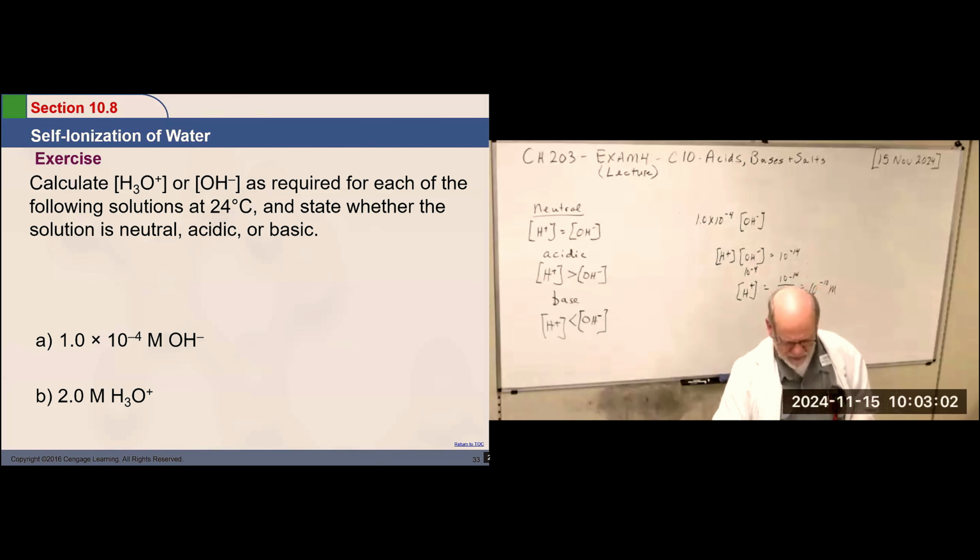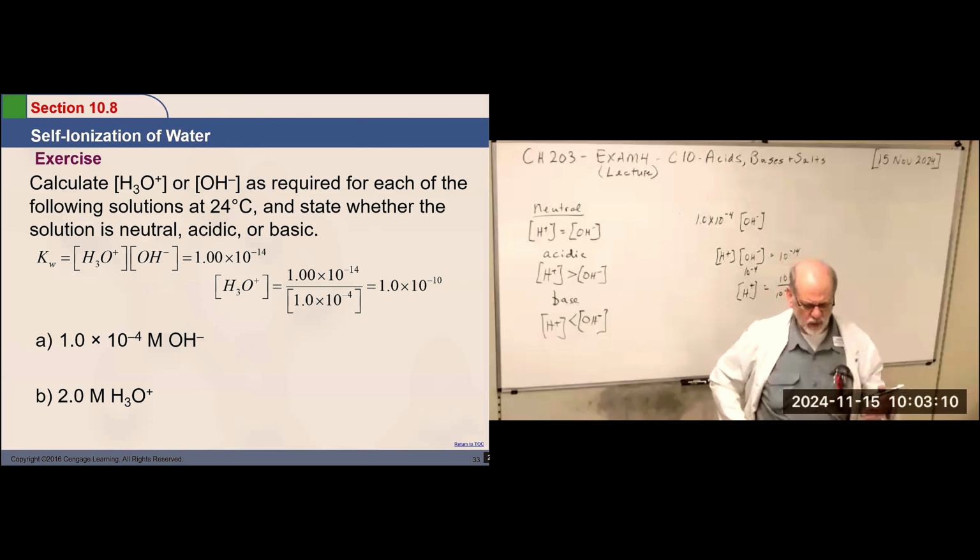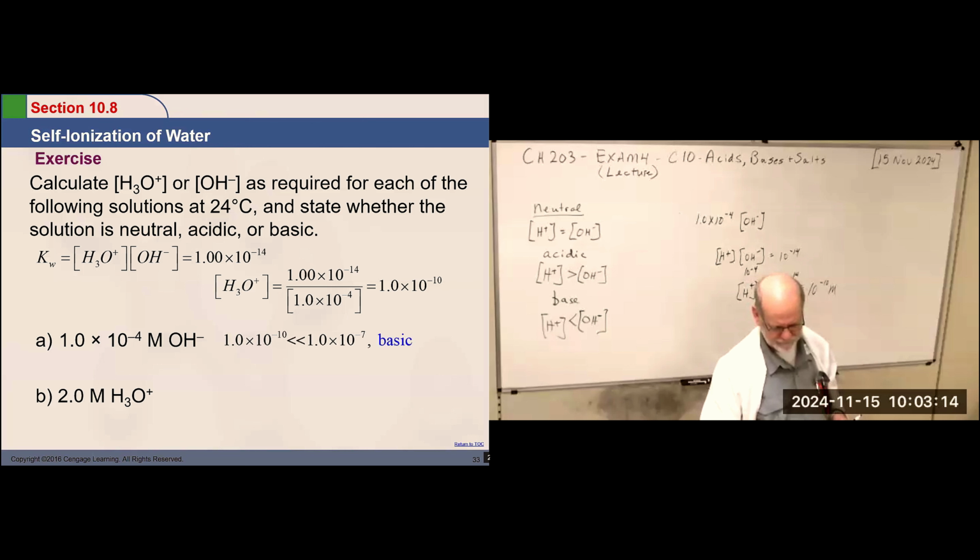So let's see, did I put an animation in this one? Yeah, here we go. There we go, and there we go. 10 to the minus 10. And we left out the molar part. There we go, basic.